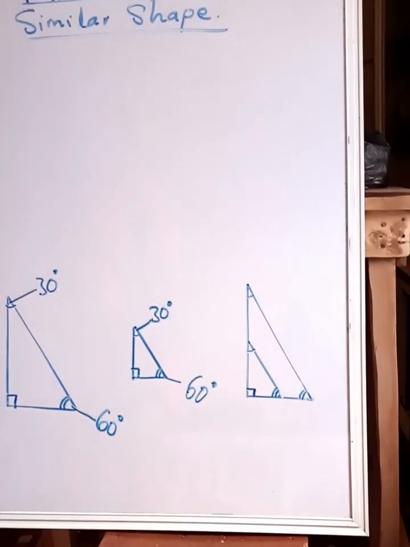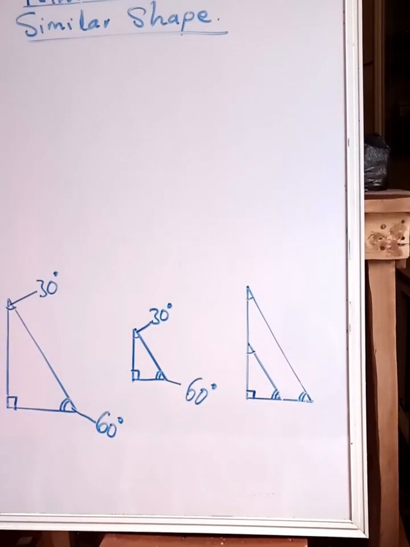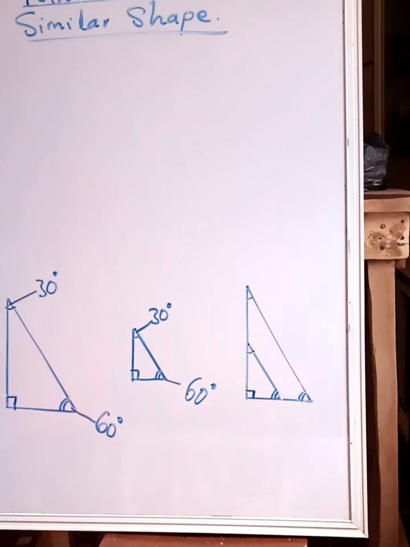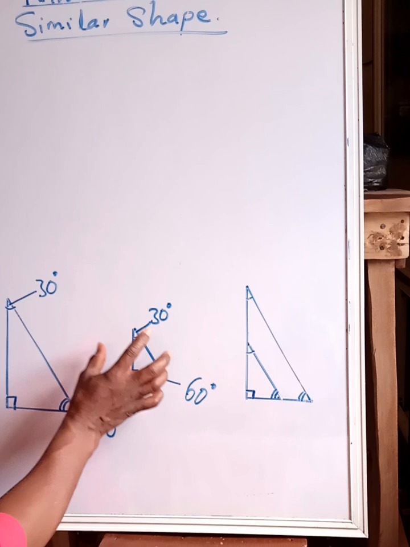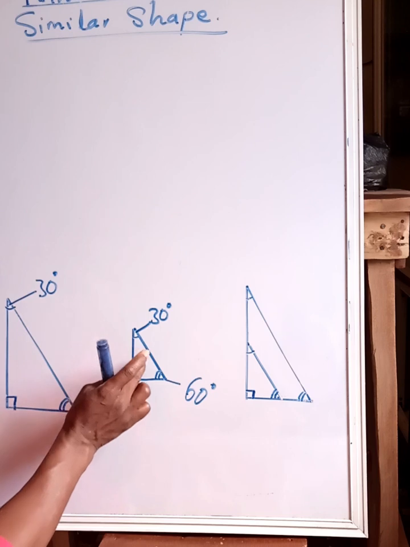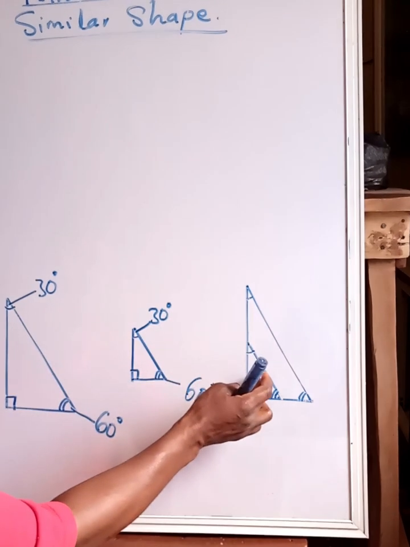Now, let's consider these triangles on the board. This angle of the bigger triangle is 30 degrees. Here is 60 degrees. Here is 90. For the smaller one, here is 30 degrees. Here is 60 degrees. Here is 90. So we say that these triangles are equiangular triangles. Why? This is equiangular because we can carry the small one and fit it into this one exactly. You can see how I turn this one and fit it inside this one.